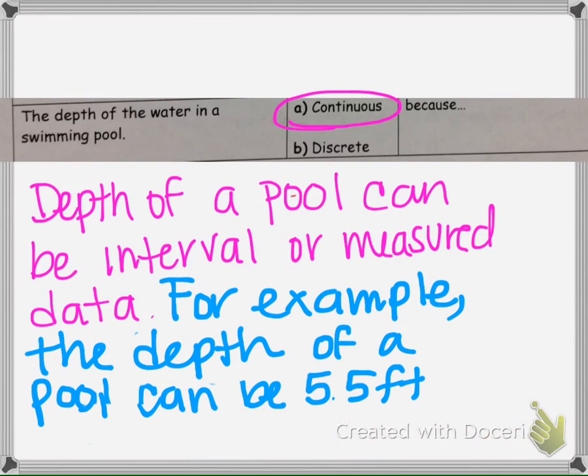Okay, the last one here, the depth of the water in my swimming pool, that is measurable. I can measure the depth of my pool. Because depth can be in between, if this is 5 feet right here, and this was, let's say, 4 feet right here, the water level can be in between 4 and 5 feet. So it is possible for the pool depth to be 5.5 feet. So that is why it's continuous, because everything in between the counting numbers can also be data points, and should be included.